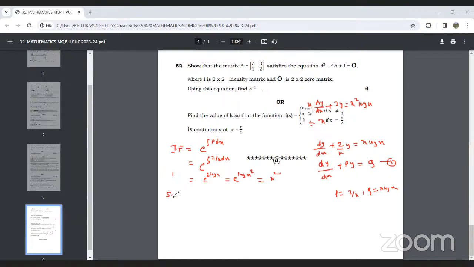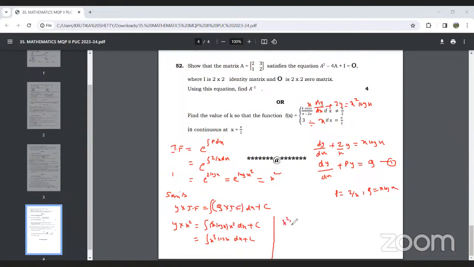Okay, so the solution is of the form of what, y into integrating factor equals integration of q into integrating factor dx plus c. Okay, so we need to substitute y into c. Integrating factor is x square. Q value is x log x, so it will be integral of x log x into x square dx plus c. So we need to simplify the RHS. It will be of the type x cube log x dx plus c. Okay, so we have solved.